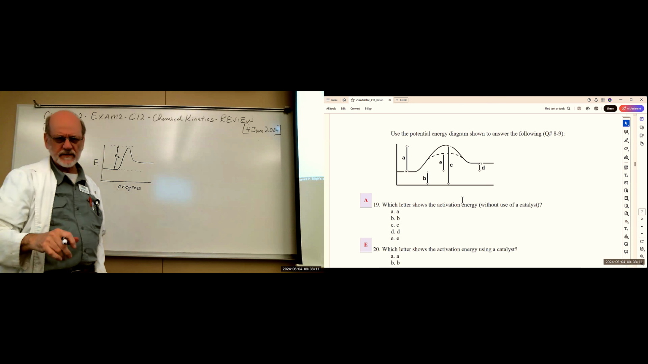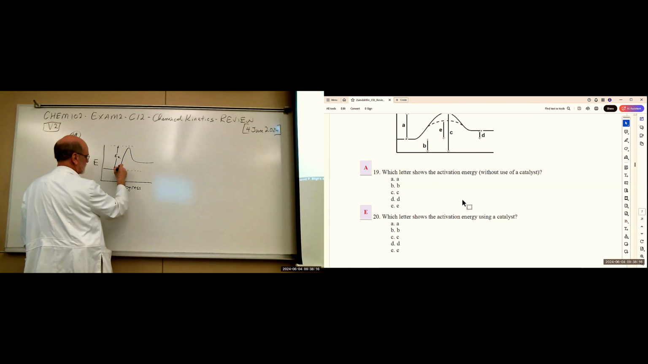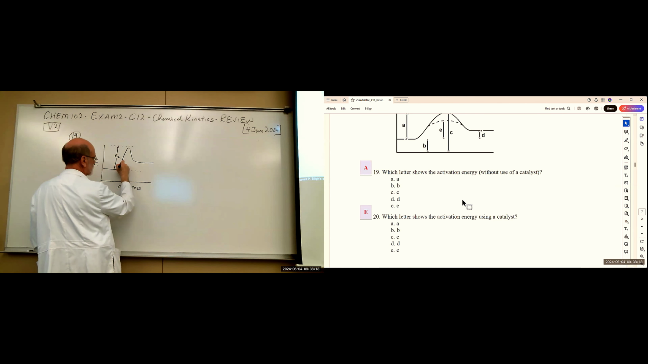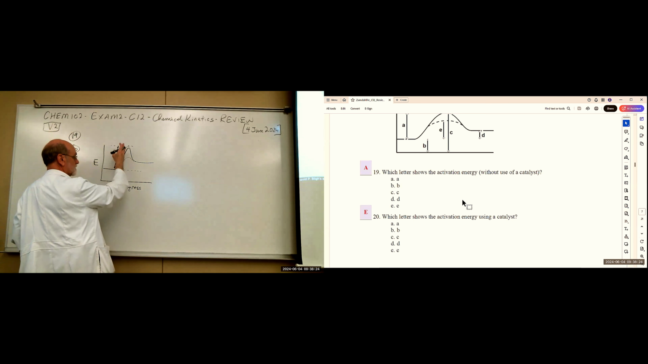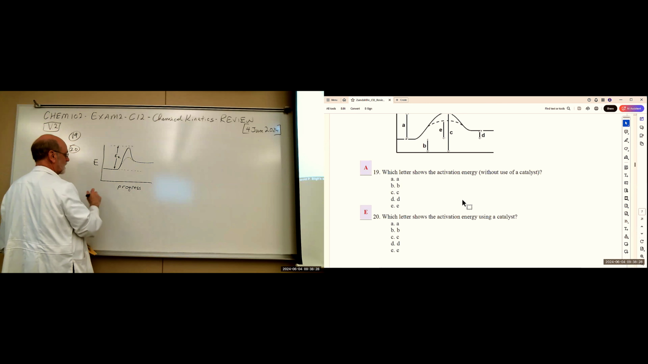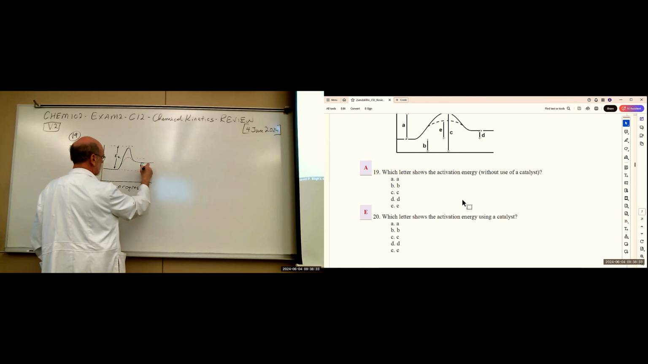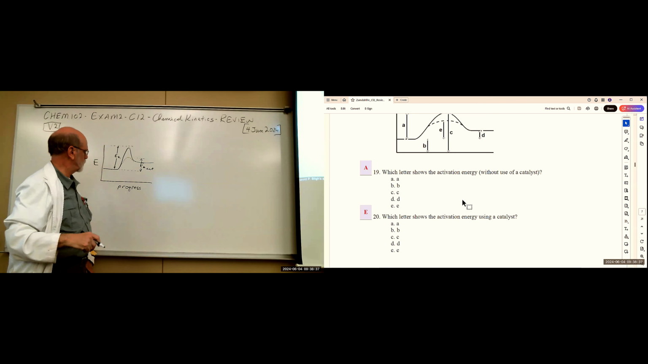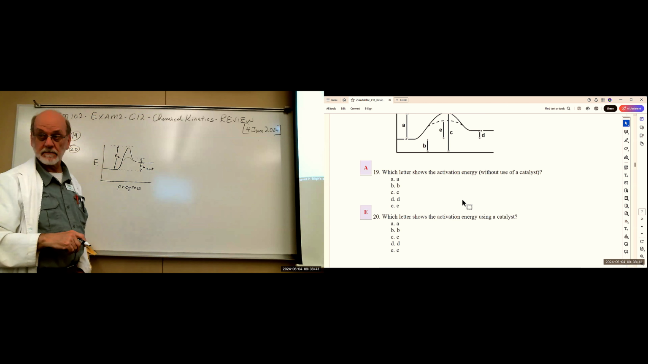20 is asking for the activation energy with a catalyst. Okay, we have to draw in that a catalyst reduces the activation energy, but we end up at the same place we started. It just takes less energy to get there. All right, so this is the use of a catalyst. Which would be which one? E, right?